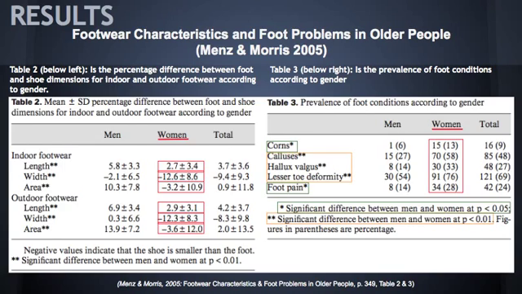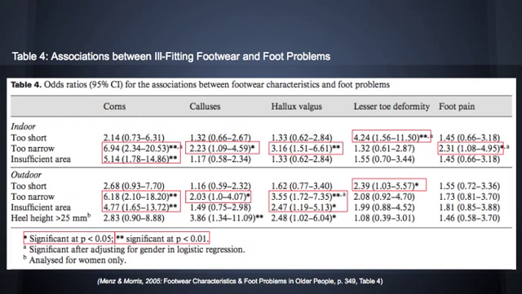As you can see from Table 3 on the right, prevalence of foot conditions shows women were more likely to have corns, calluses, hallux valgus, lesser toe deformity, and foot pain compared to men. 3 out of the 5 categories had a p-value of less than 0.01, whilst the other 2 categories had a p-value of less than 0.05, demonstrating strong evidence.